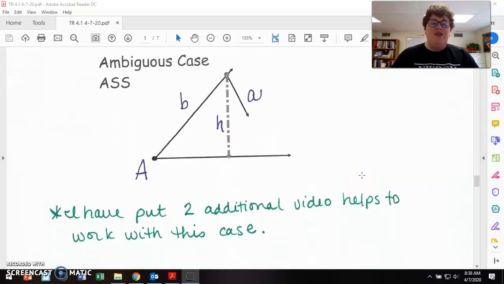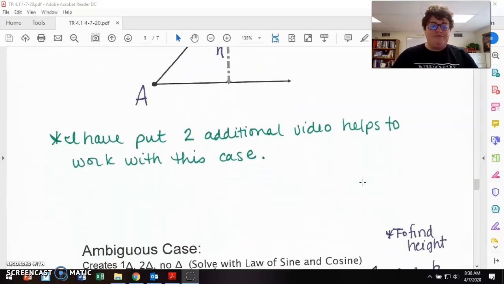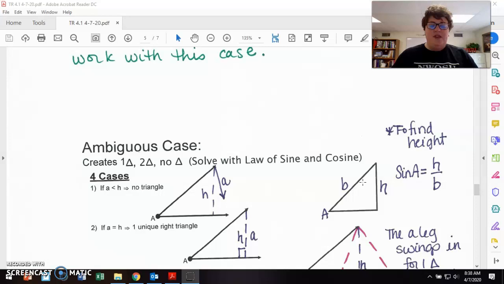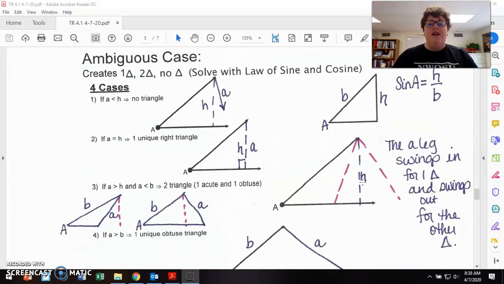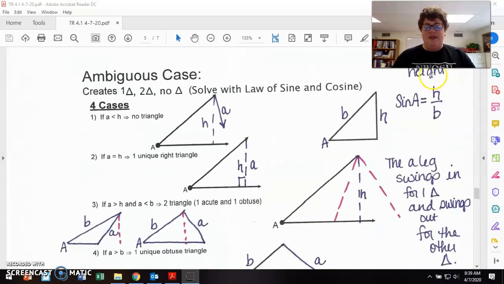So again, I've included 2 additional videos there to help you, and I'll try to explain it as best I can here, but it's helpful to see how to determine that. Okay, so for the ambiguous case, there are 4 and really 5 cases. And what those 5 cases are is, first thing is you want to find your height.